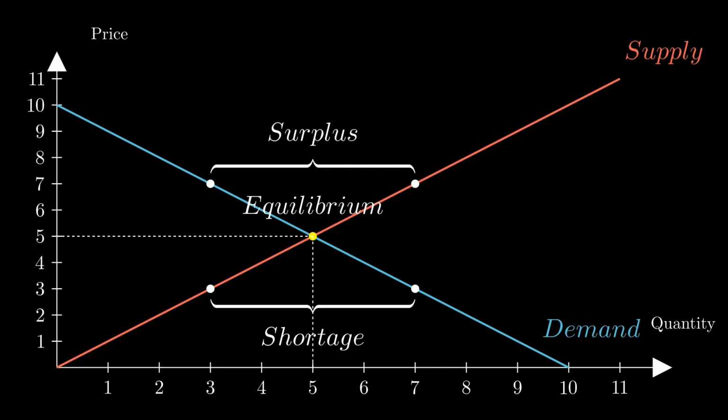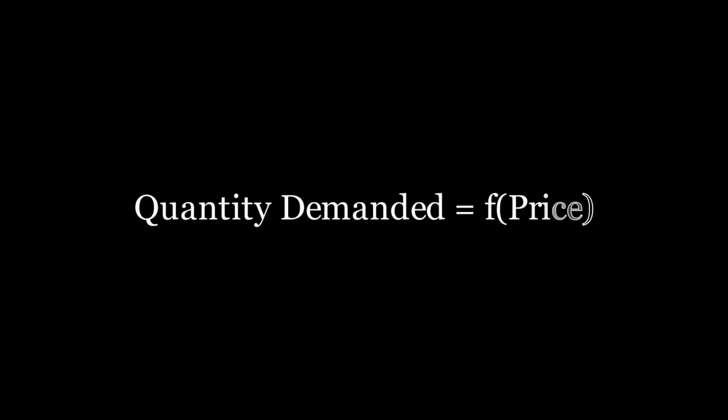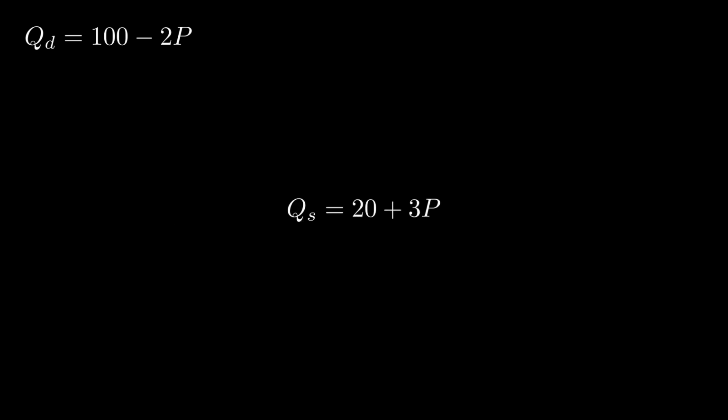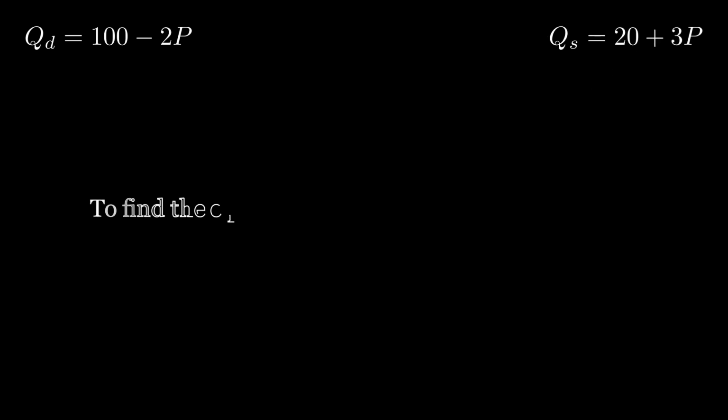Now, let's pivot from the graphical representation of supply and demand to the mathematical one, and see how you'd find the equilibrium point in the market. As we saw when we graphed the demand curve, the quantity demanded is a function of price. We'll use the equation 100 minus 2 times the price is equal to the quantity demanded. Similarly, the quantity supplied is a function of price. We'll use the equation 20 plus 3 times the price is equal to the quantity supplied.